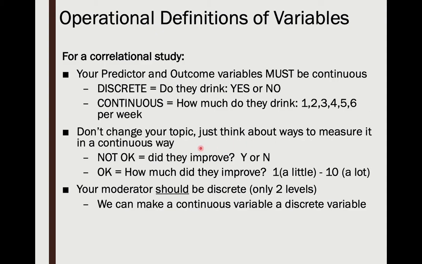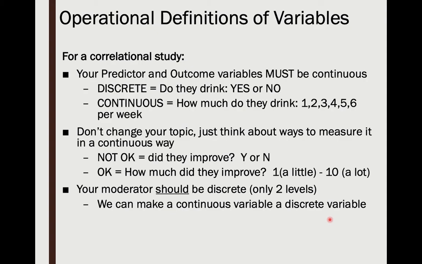You don't have to change your topic if you had a discrete variable. You just need to think about ways to measure it in a continuous way. So, did they improve? Yes or no? Then you could change to how much did they improve? A little or a lot. And then your moderator should be discrete, only 2 levels, which means like the yes or no. So your moderator in a correlational study can be discrete.